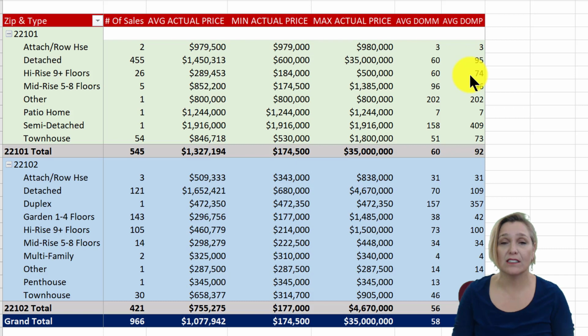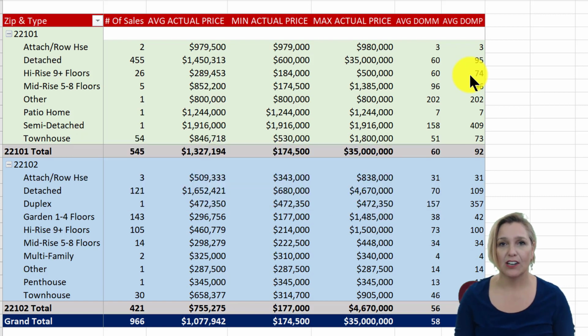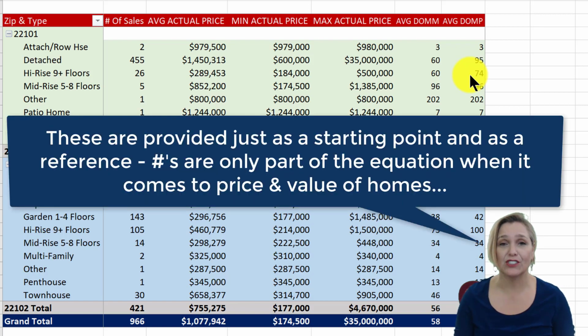Now, in order for the days on the market for property to reset to zero, it has to be off the market for 90 days. So this gives us a good gauge of understanding how long a property may be on the market. Obviously, these are just numbers. This is just one side of the equation. There's a lot more that goes into this, but it's a good starting point.